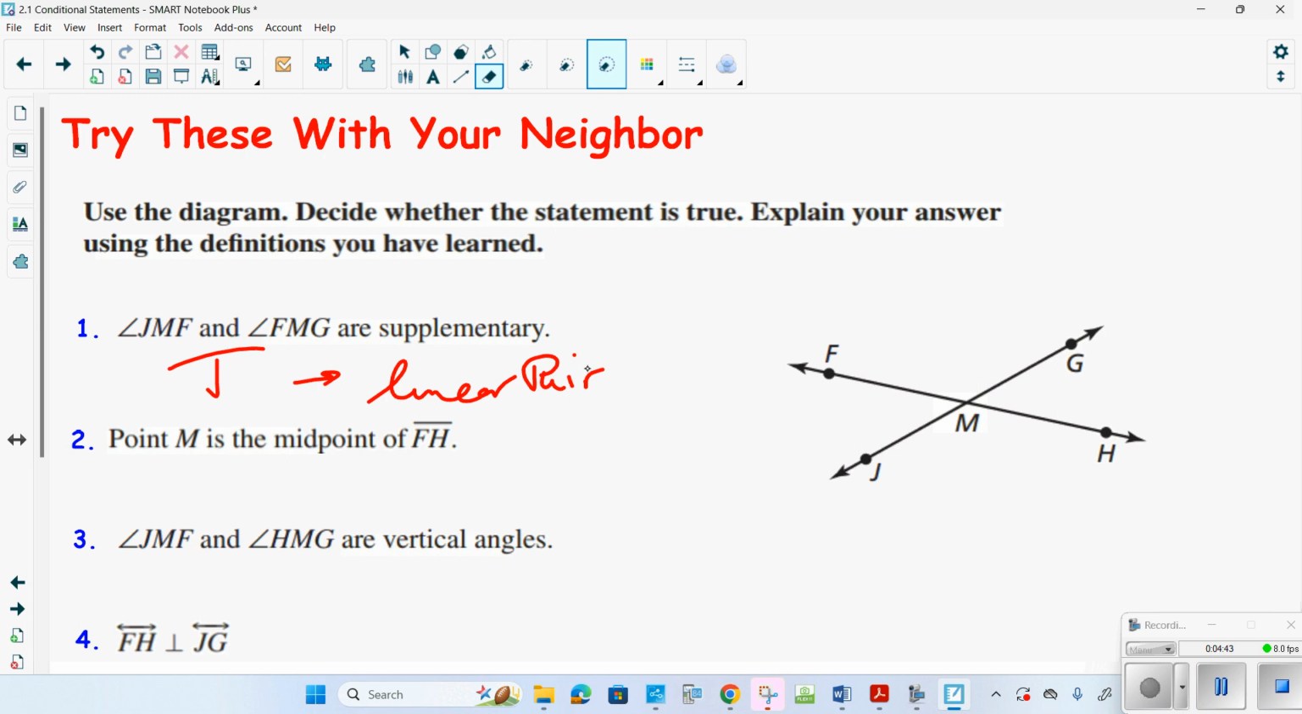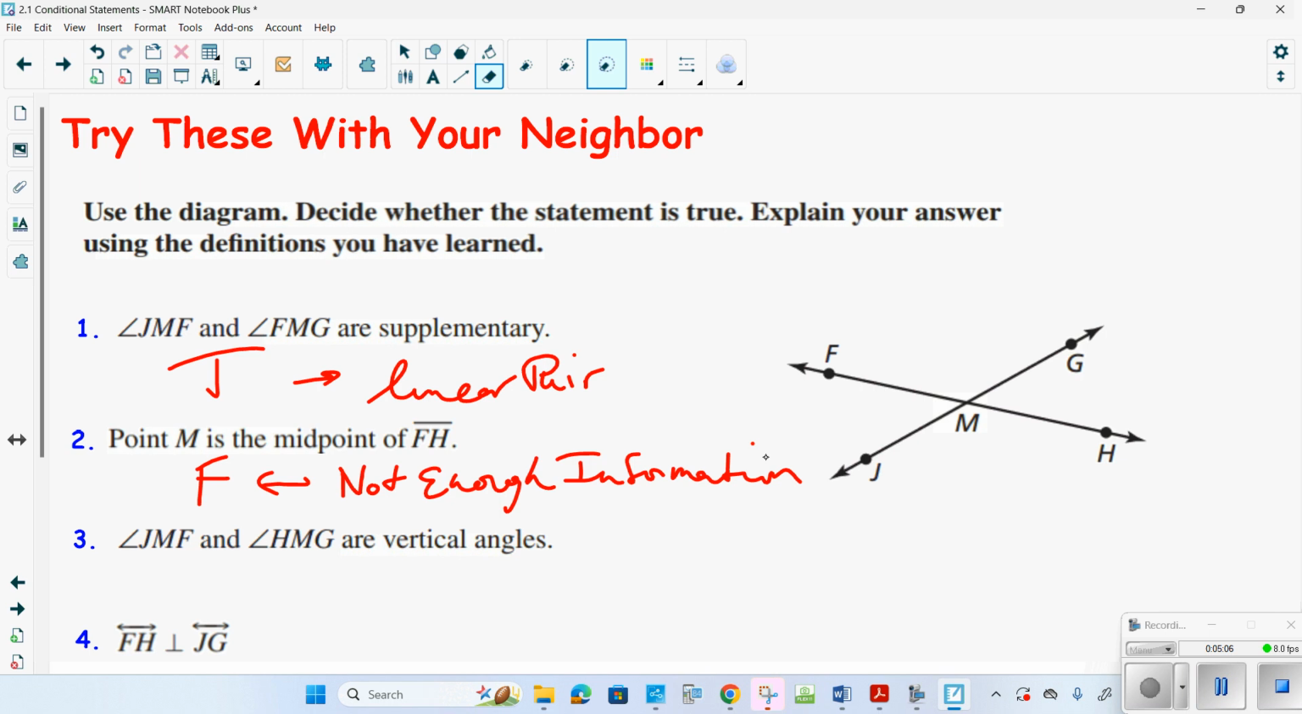Point M is the midpoint. That is false, or you don't have enough, I can't spell there, not enough information. I don't know for sure. I can't assume that M is the midpoint without any further explanation.